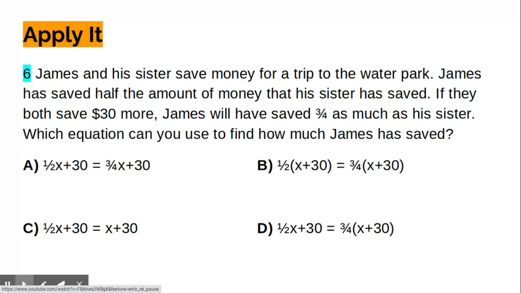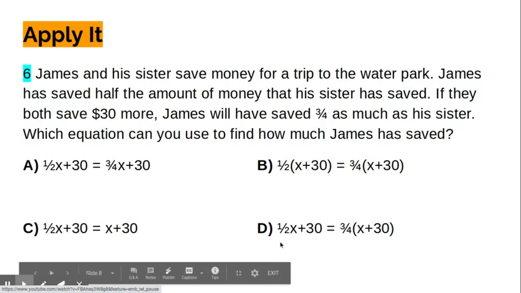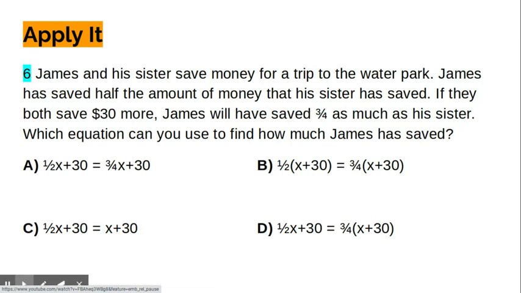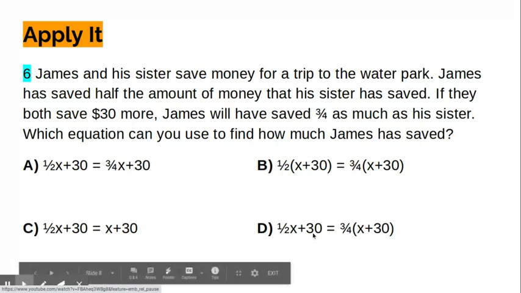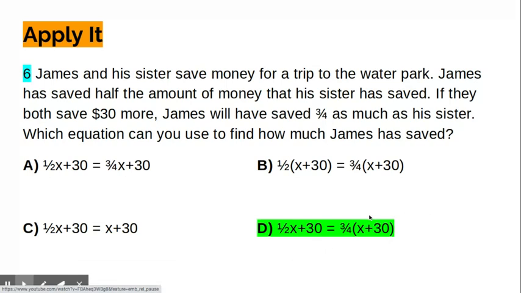So again, we know that he started out by saving half the amount of his sister. So we have this 1/2 x for A, C, and D here. And then they're asking if they both save $30 more, then James will save 3/4 as much as his sister. So once they add 30 more, he will save 3/4 as much, which is why our answer will be letter D here.